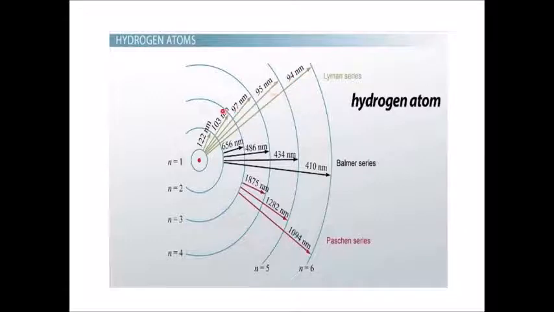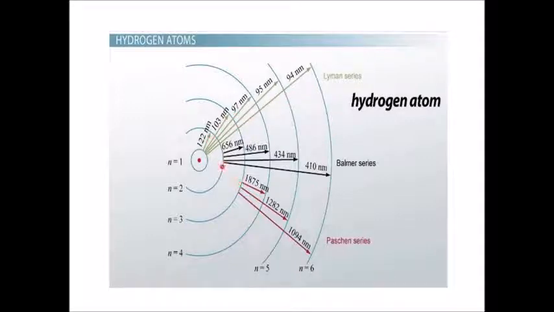Again, if the electron jumps not to the 6th orbit but to the 5th orbit, it will absorb some energy, and when it comes back, it will emit an energy of wavelength 95 nanometers. These form a series of spectral lines called the Lyman series.